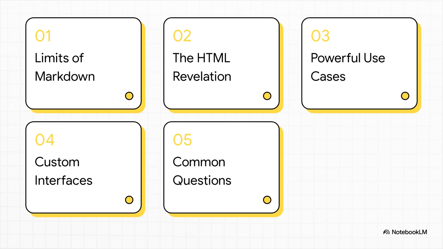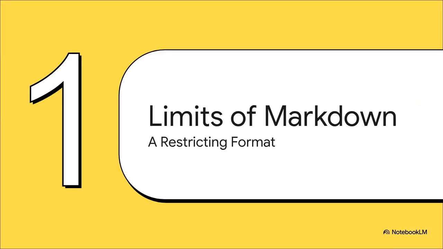Okay, let's quickly run through our roadmap for this explainer. We've got 5 sections today. First, the limits of Markdown. Second, the HTML revelation. Third, powerful use cases. Fourth, custom interfaces. And finally, Section 5, addressing common questions. Let's get to it. Section 1, the limits of Markdown.